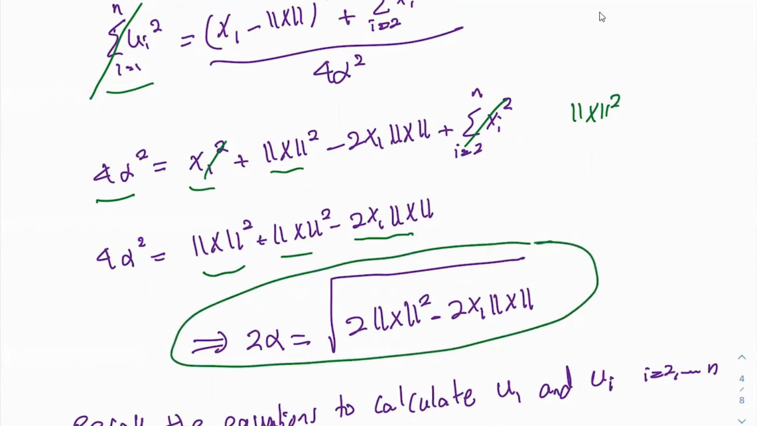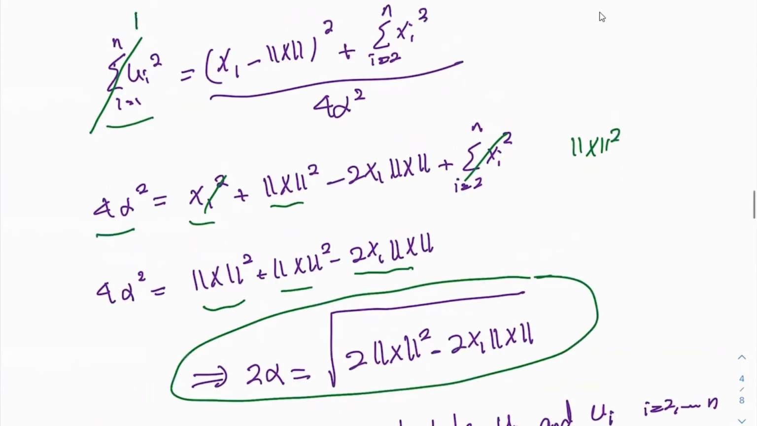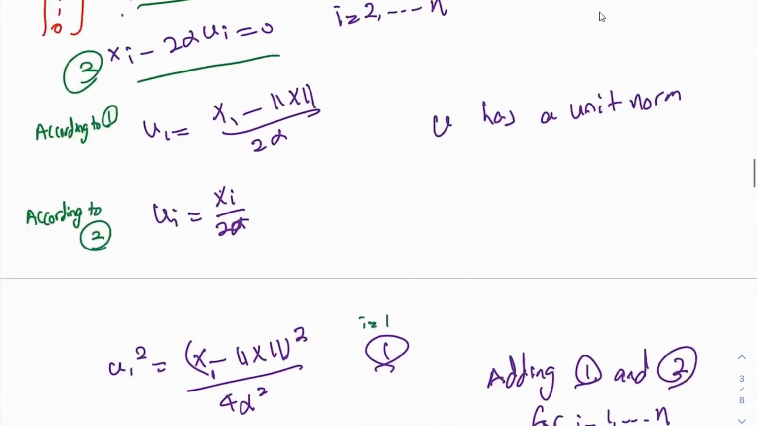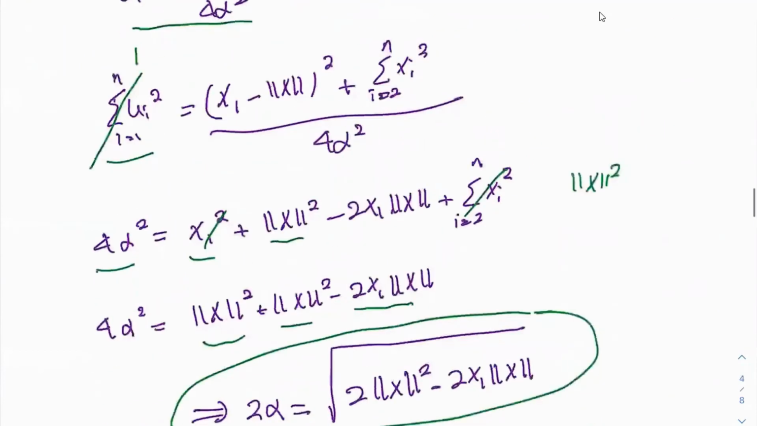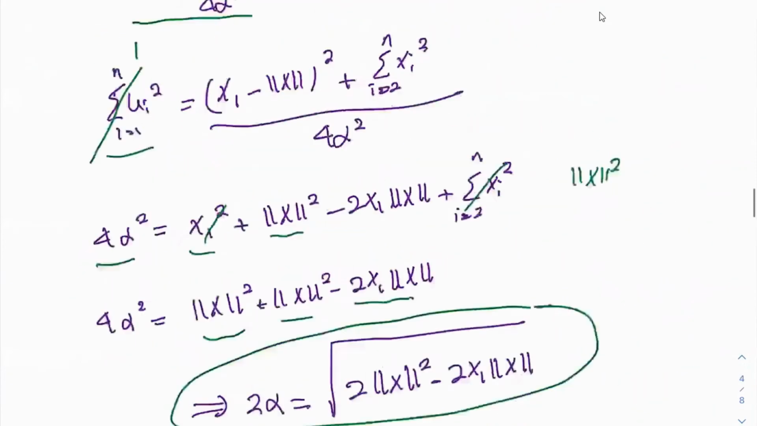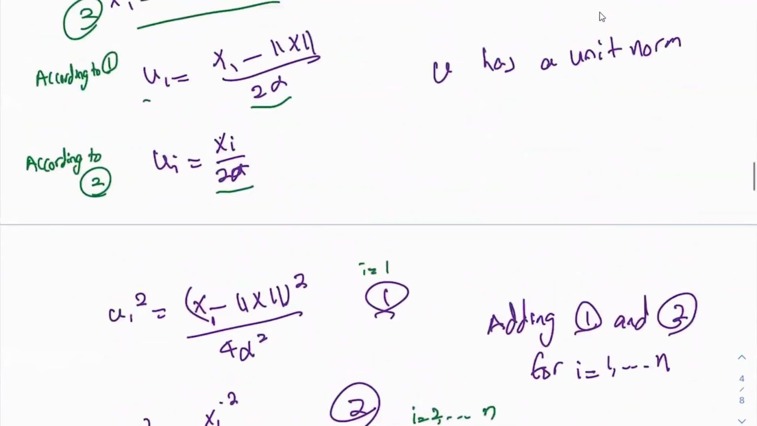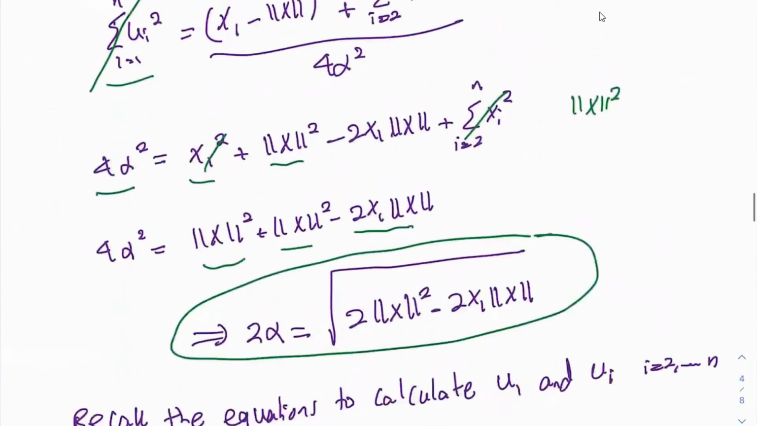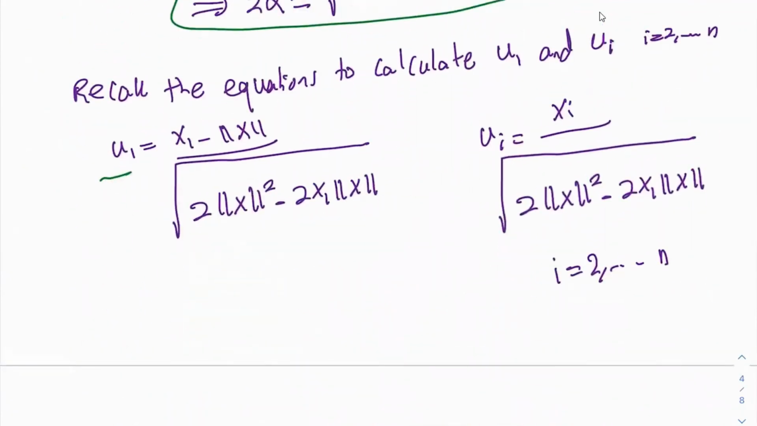Okay, but now wait, do I need to divide it by 2 to get alpha? Not really. Why is that? Because I need u. I don't care about alpha. But here in the denominators, I have 2 alpha. So I leave it at 2 alpha. Okay, very good. Therefore, u1 is going to be x1 minus norm of x divided by 2 alpha. How do I know that? Based on this equation. u1 is x1 minus norm of x divided by 2 alpha, and ui is equal to xi divided by 2 alpha.